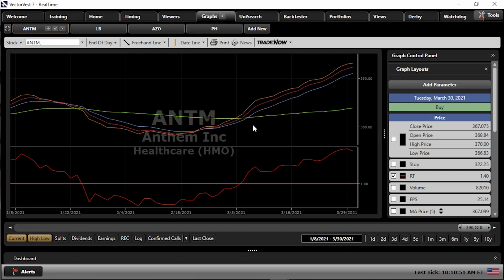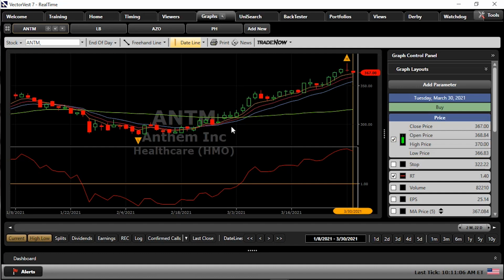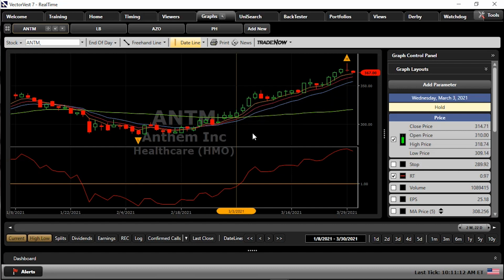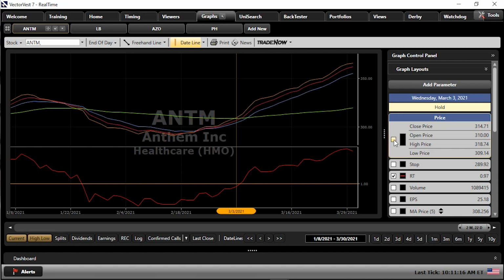Right now, again, we don't need price on the chart to see that separation. That separation, or fanning, is really important in trade selection. So I'll put price back on because, again, we do need price to be above the 50-day moving average. You can see it closed above the 50 there, closed above the 50 there, closed above the 50 there. I'm going to take off price again.